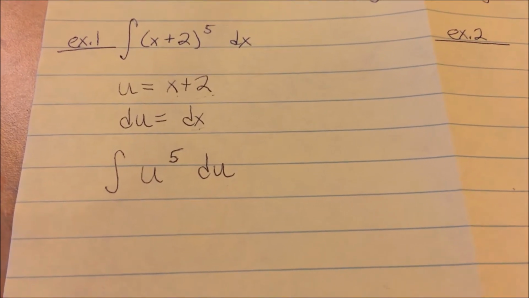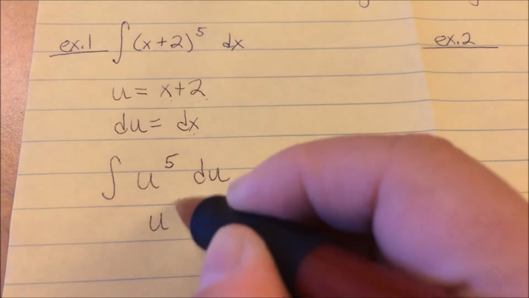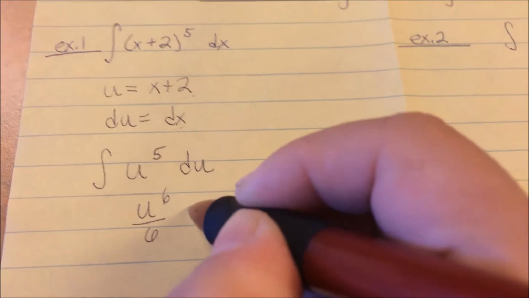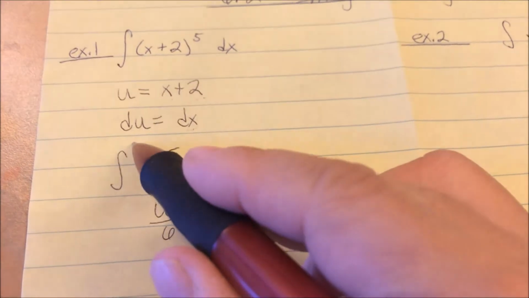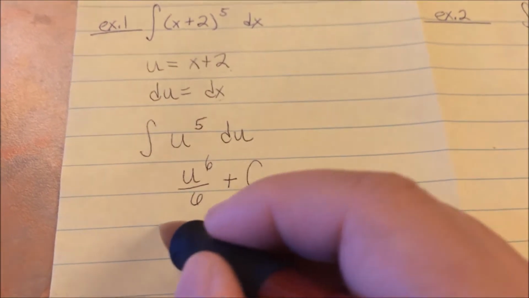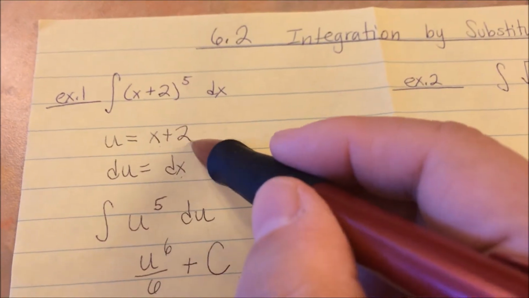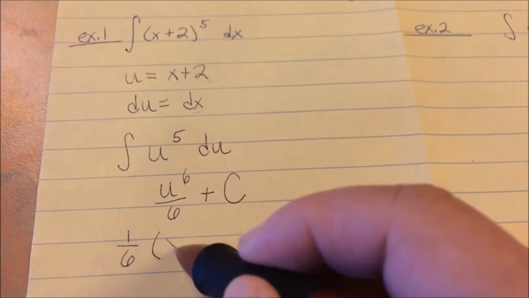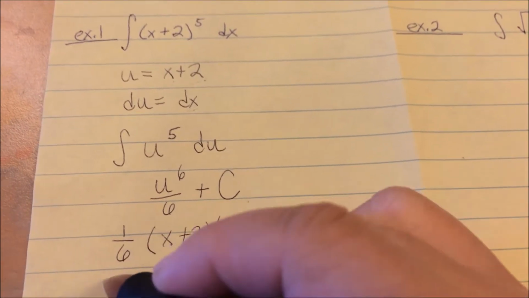We like this because now it goes back to chapter 5. It's a simple integration. So the simple integration turns into u to the 6th divided by 6, and with all integration, we put a plus c unless there are limits. Since there are no limits, we're going to put a plus c. Then I'm going to pull the 6 out as 1/6, and for the u, we put the substitution back in, as x plus 2 to the 6th power, and then plus c. So that's your final answer right there.